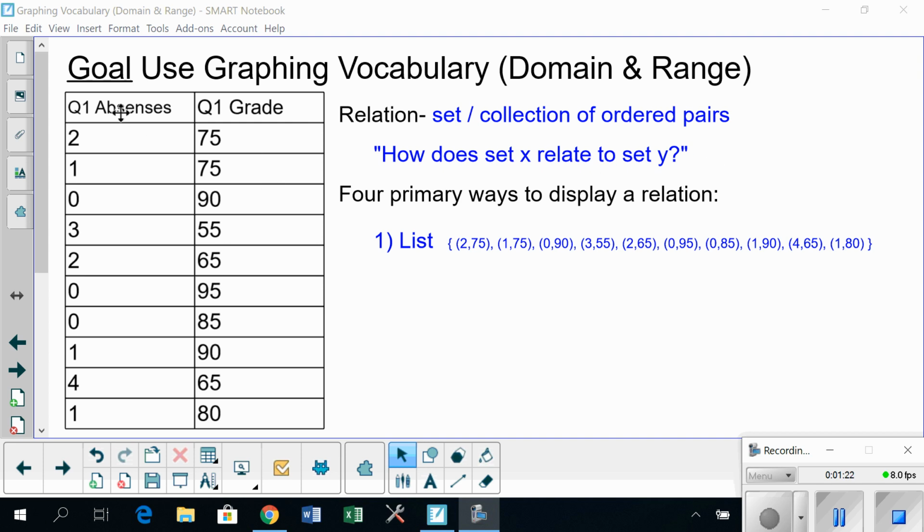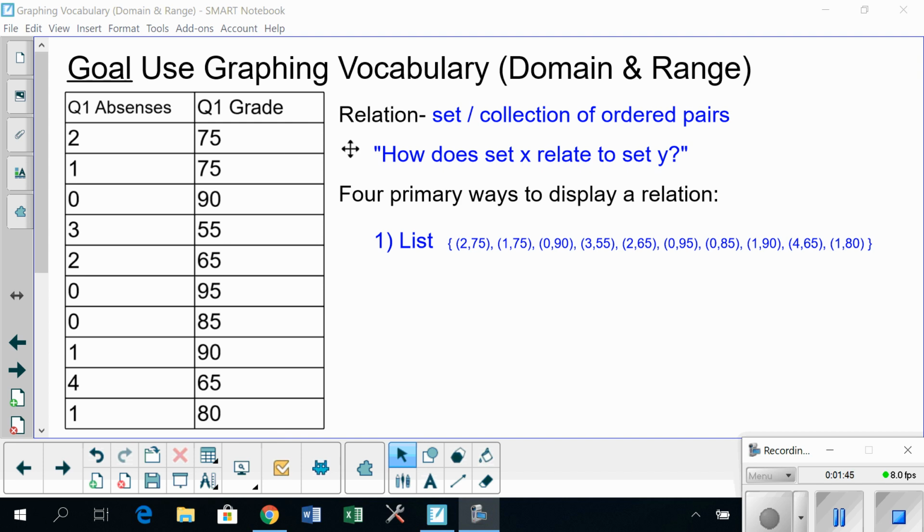So I made up a scenario here. Suppose I had a class last year of 10 students, and here's one set. One set I had on this class was the number of absences, the number of times that a student was absent from the class. And then over here in this column, I have a second set of data. It was their grade. What grade did they end up getting for the first quarter?